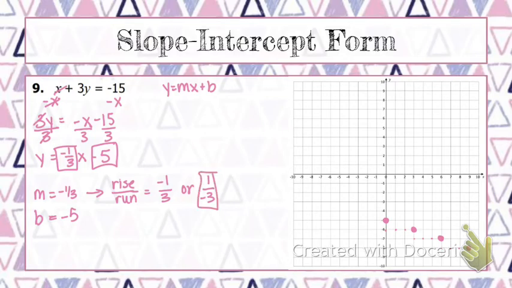Now let's use the other version, and we will go up 1, left 3. Rise 1, run negative 3. Up 1, left 3. And that's as far as we can go to the left. So we're going to draw a line through all of our points, put arrows on both ends to show that it goes forever, and you have graphed another line. Congratulations.